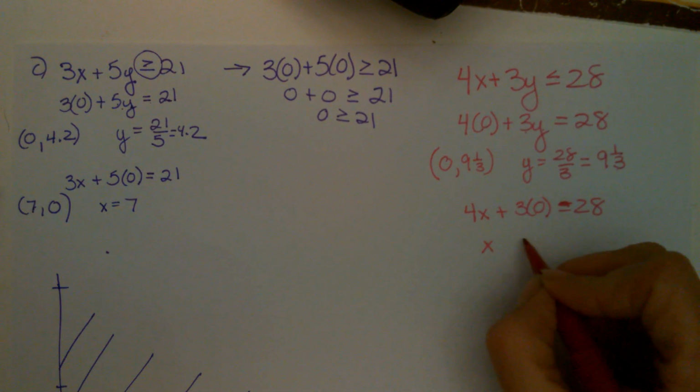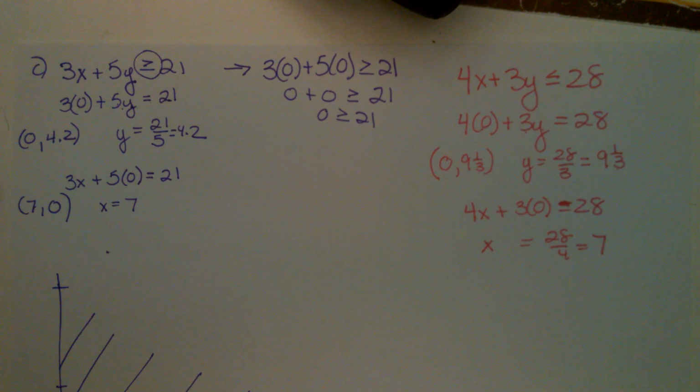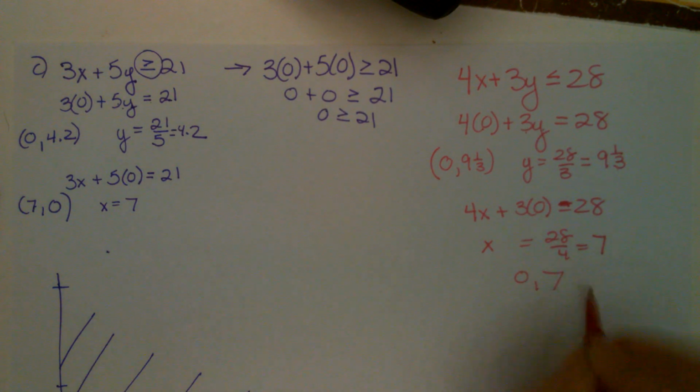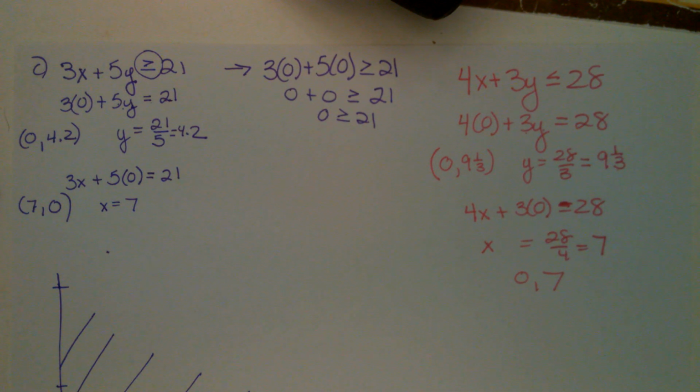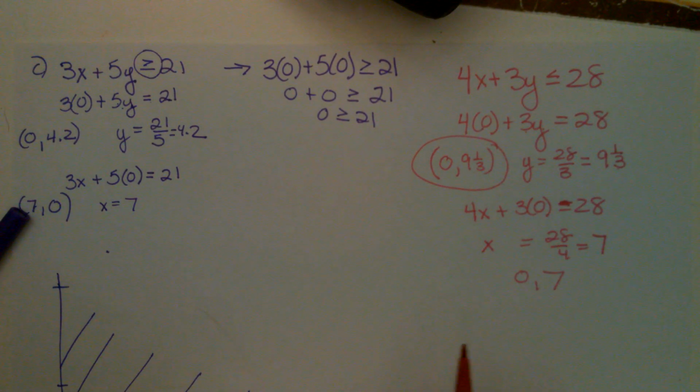So x is going to be equal to 28 divided by 4, which is just equal to 7. So my other point is going to be 0, 7. I'm going to pause this for a second. So the 2 points I'm going to graph this time are 0, 9 1/3, and 0, 7. And that'll give me my line that I can then turn into my inequality.